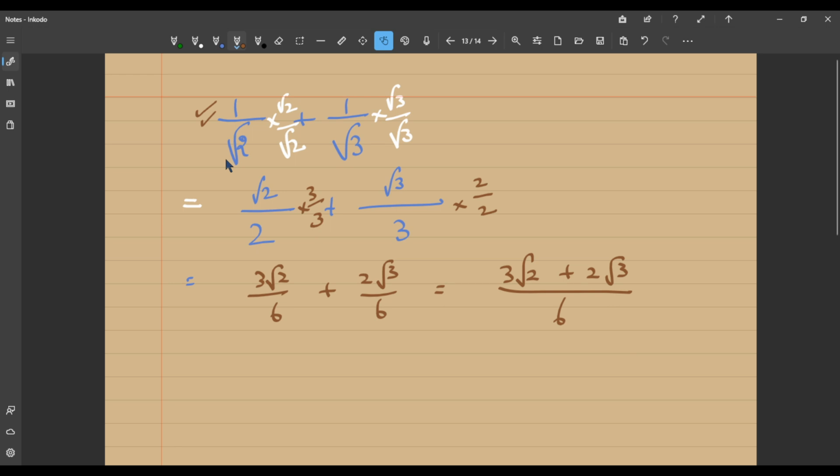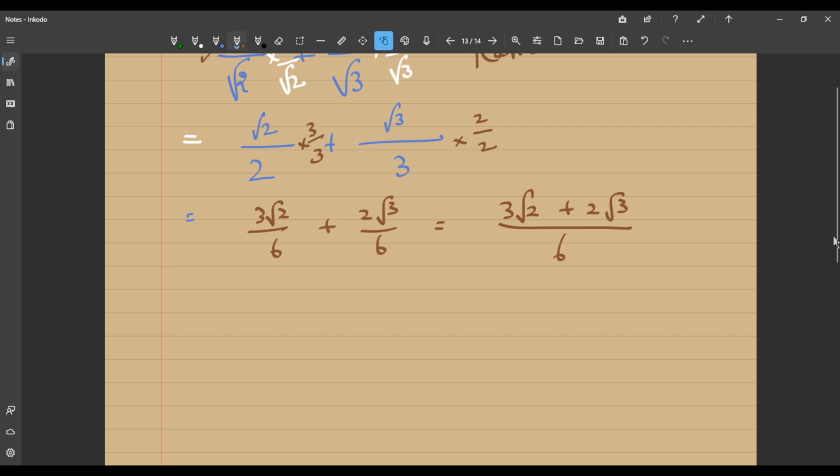Now to understand further how to go about rationalizing, let me give you a few more examples so that you are clear with this trick. Let's consider this example, 1 by root 7 minus 2. Now clearly the denominator contains an irrational number. How to get rid of it or how to rationalize it?